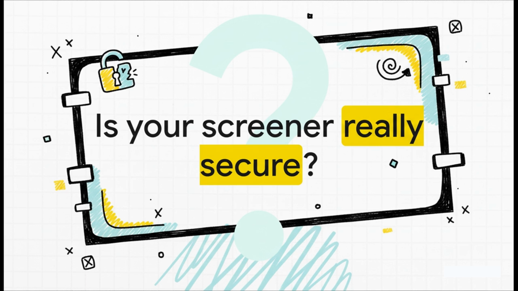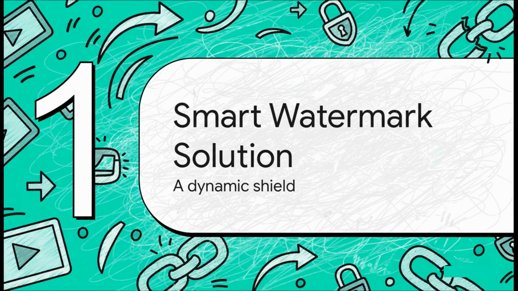Every time you send out that link, you're potentially opening the door to somebody sharing it without permission, or even worse, screen recording it. It's a totally valid source of stress for anyone creating content. So, what's the solution? Well, it's a smart watermark. But I want you to erase the image of a simple little logo slapped in the corner of a video. Think of this more like a dynamic shield that's actively working to protect your content.